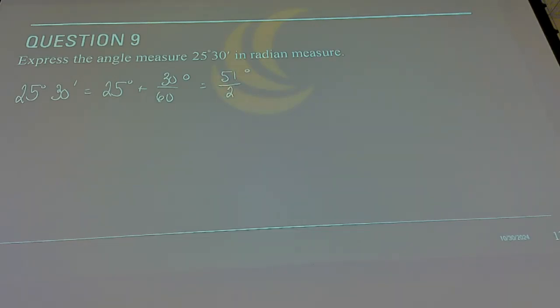Then times pi over 180. Both 51 and 180 are divisible by 3. So 51 divided by 3 is 17. What's 180 divided by 3? And of course times by 2. 17 is now prime, so we're done. 120 is not divisible by 17. So 17 pi over 120.